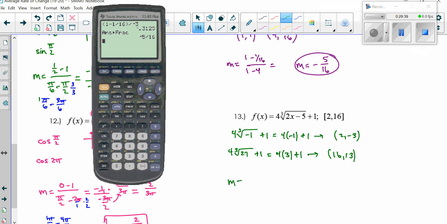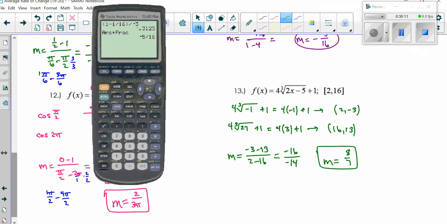Okay, so I'm going to say m equals -3 minus 13 over 2 minus 16. Okay. Up in my numerator, I get -16, and in the denominator, -14. So those can be simplified. It's going to be positive, and it's going to be 8/7. There we go. All right. And is that it? That's it.